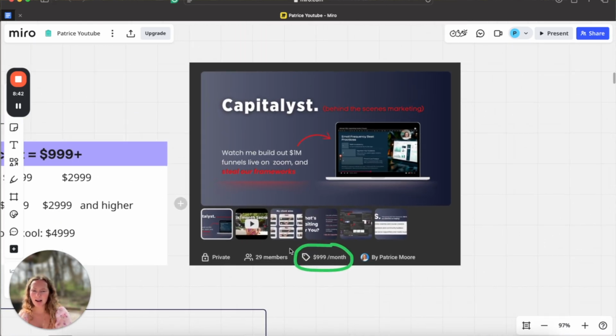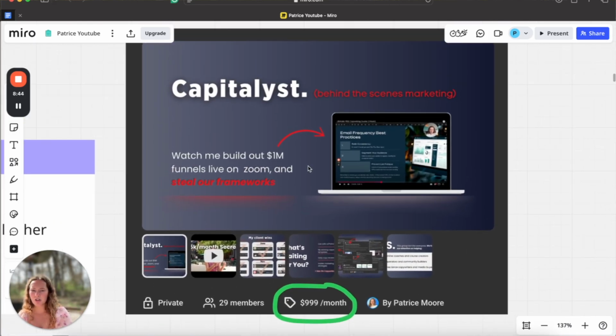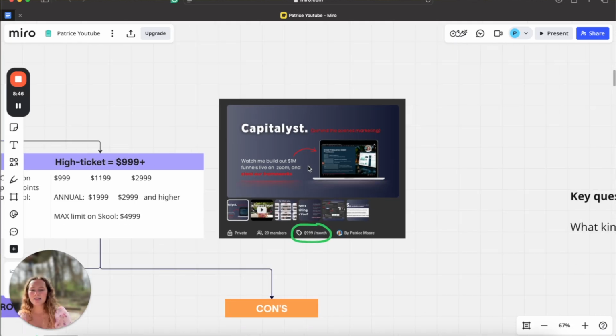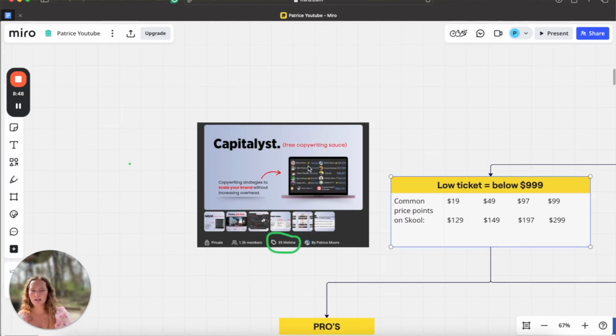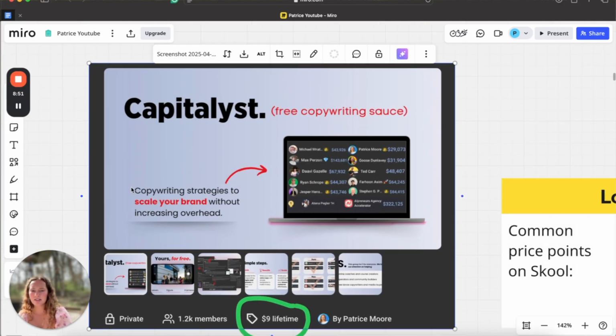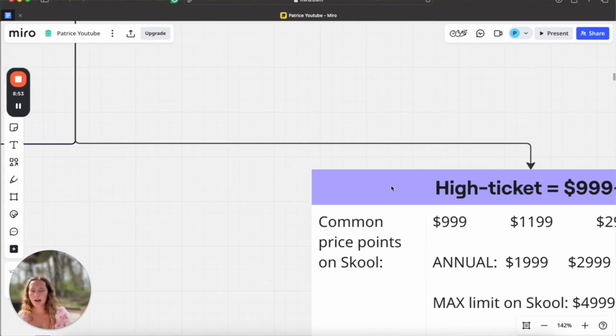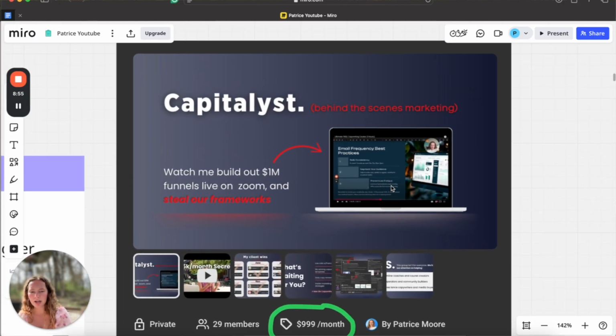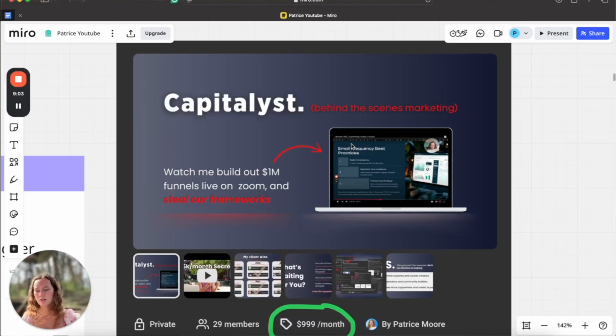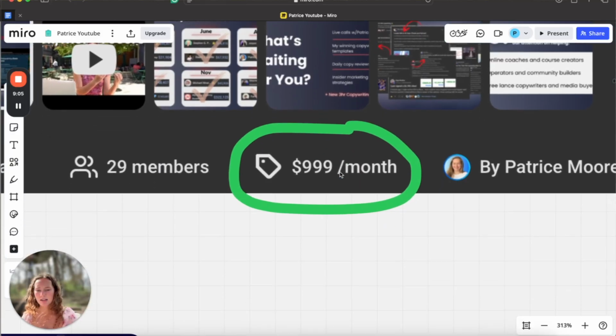And this is my high ticket community. The about page is quite similar to the low ticket one. The reason you don't have to do anything fancy on your about page for a high ticket, even though this is something I put more effort into, is that everyone who joins this community gets on a sales call first. Nobody joins directly because there's such a barrier of entry here. At 999, very few people are just going to go and buy that.